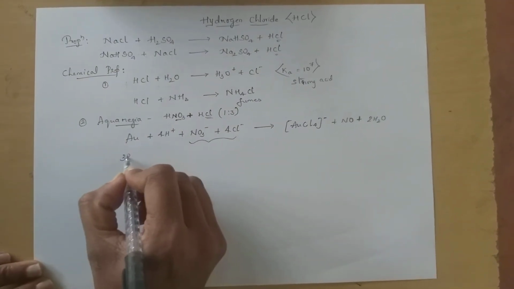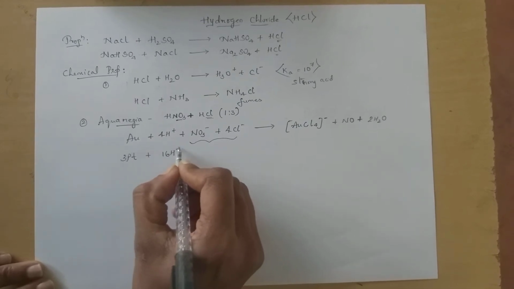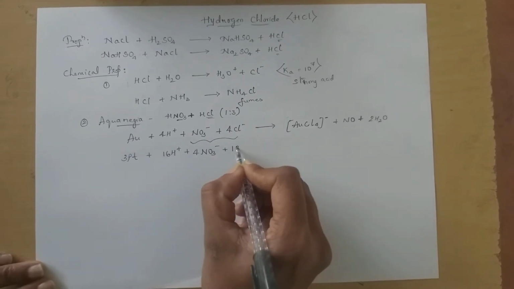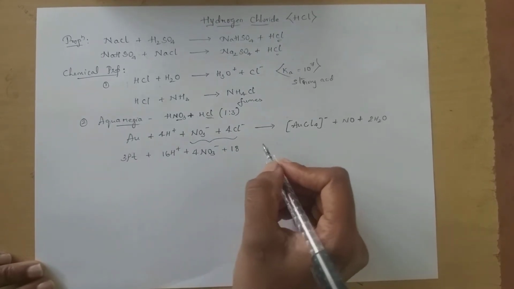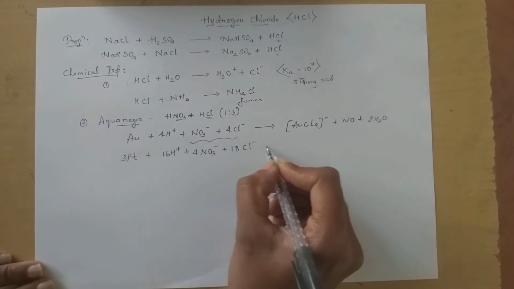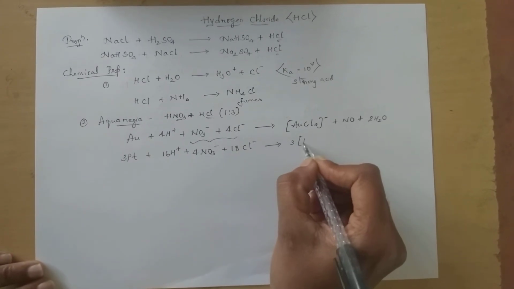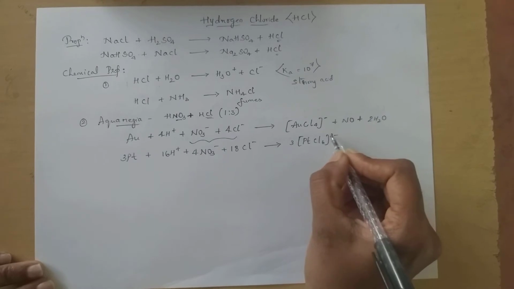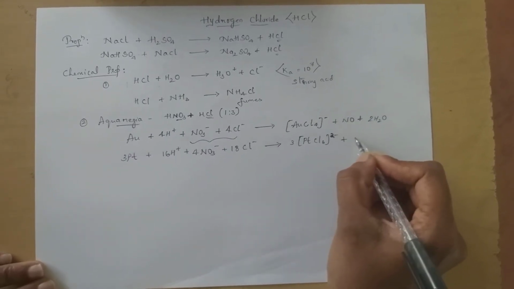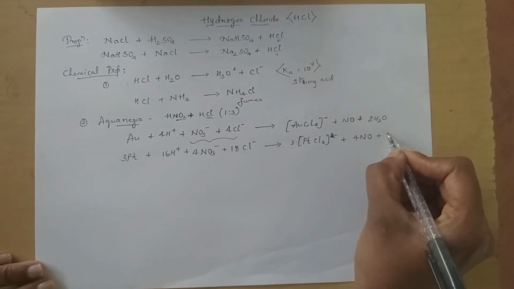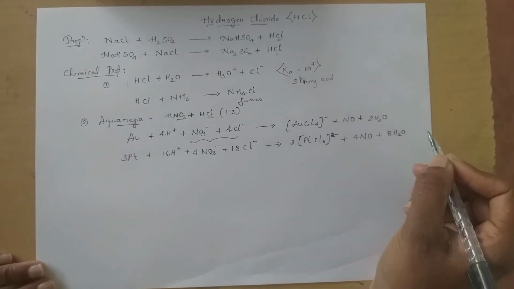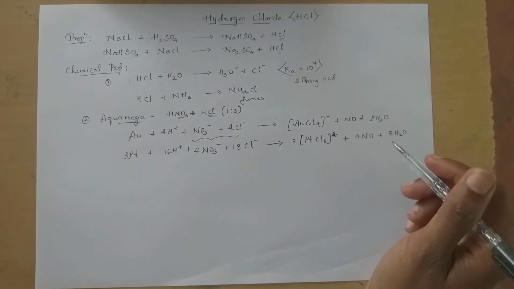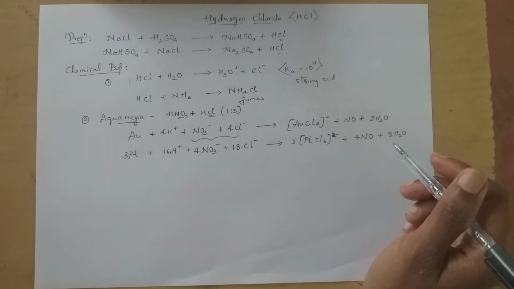Similarly, we have platinum reaction, that is platinum in presence of acid and aqua regia. So we are going to get a platinum chloride complex, 2 minus. So platinum chloride complex with the elimination of nitric oxide and water. So this is how aqua regia plays a role in dissolving noble metals, that is gold and platinum.